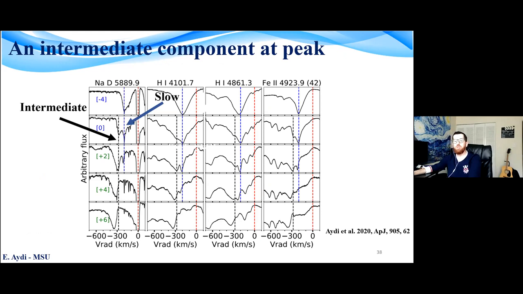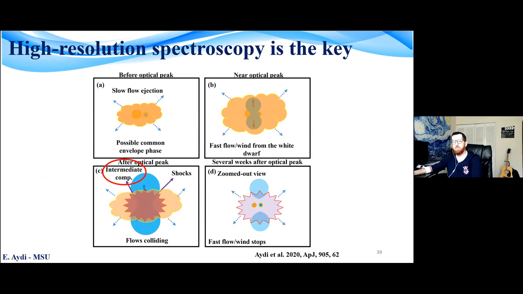The pioneering studies of nova spectroscopy did not settle on why this component always appeared at peak. But this could very well be the spectral signature of the gamma-ray emitting shocks, which are also powering the optical peak. That is why these components always coincide with the peak in every nova.